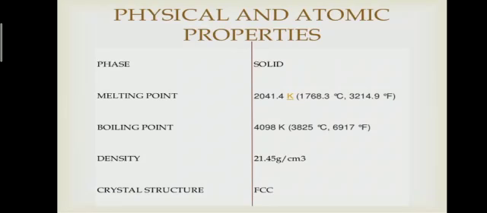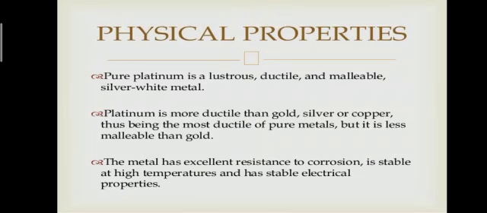Physical properties: it exists in the solid phase. Melting point is 2041.4 Kelvin. Boiling point is 4098 Kelvin. Density is 21.45 gram per centimeter cubed. The name platinum comes from the Spanish word platina, meaning little silver. It means that its appearance is silvery white.